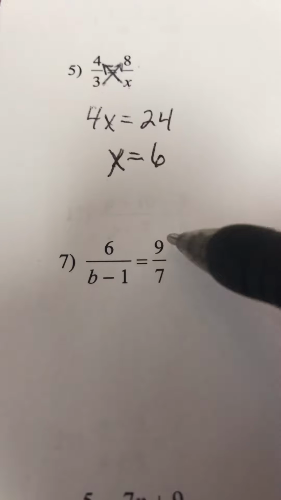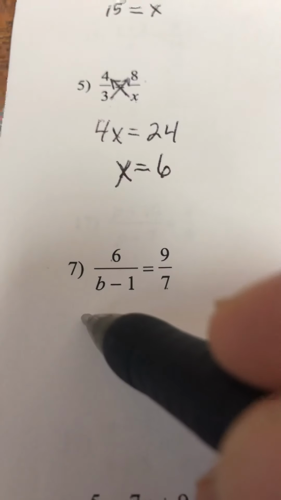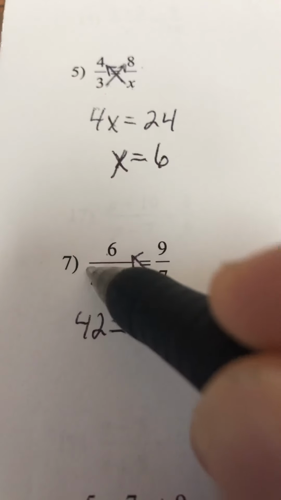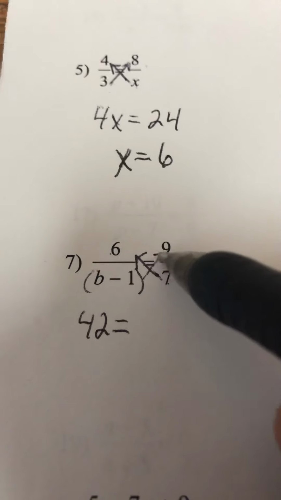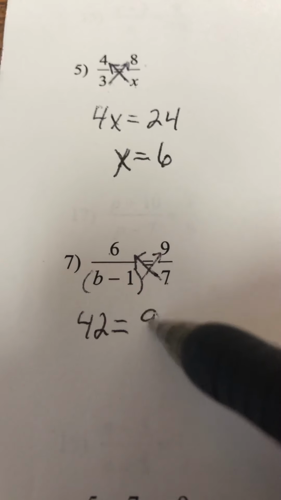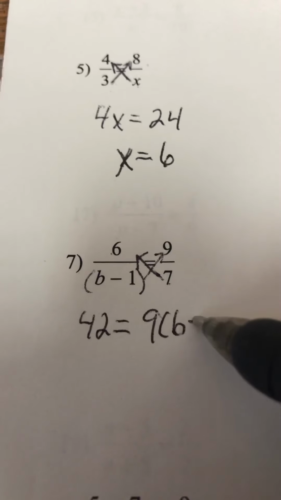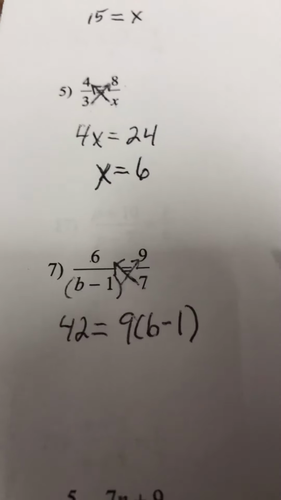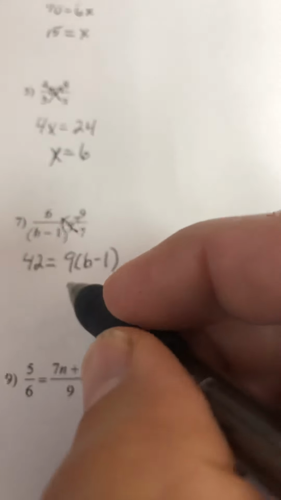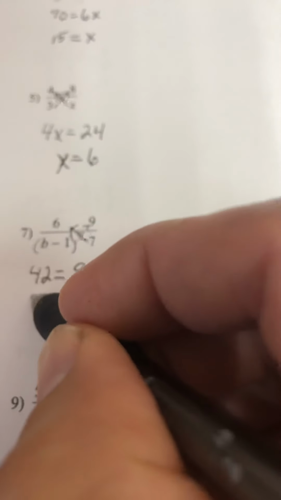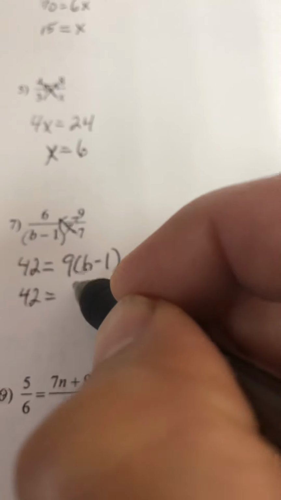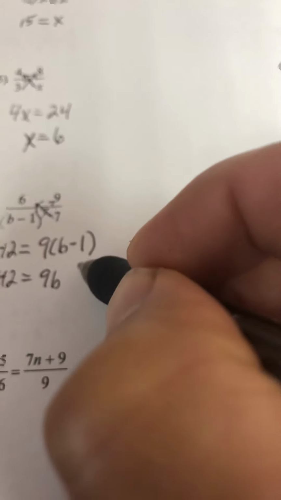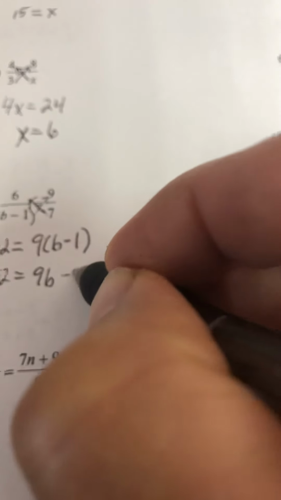Now we get a little bit more complicated. Okay, I'm going to have 7 times 6 is 42 over on this side. I'm just going up this way. And I'm going to take this quantity and put it in parentheses. It's going to be 9 times b minus 1. So I have to use the distributive property in order for this to work. I'm going to take the 9 and multiply it by the b, and I get 9b. And then I take 9 times the negative 1 and I get negative 9.